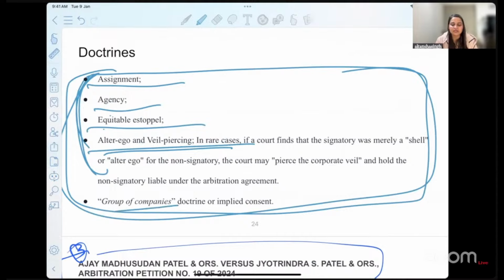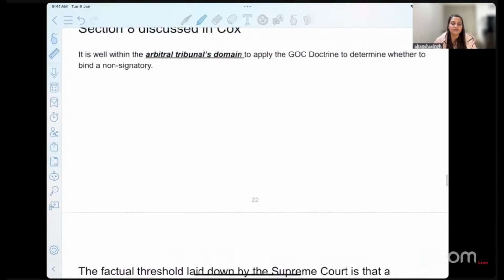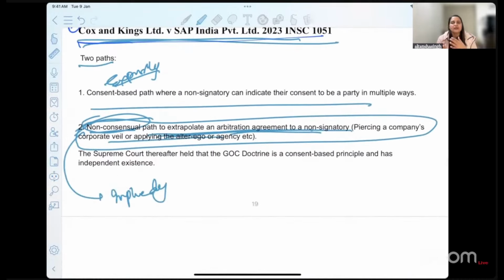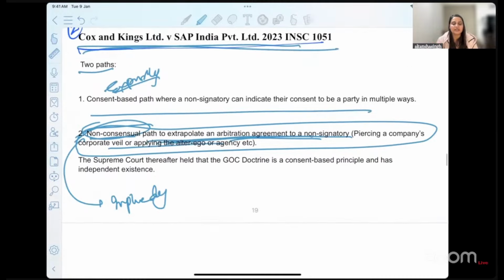Okay, and the last one is the group of companies doctrine, where there is implied consent. Implied consent has to be seen where you do not find the existence of an agency agreement or all these sets of agreements. So this is the first assessment that has been done in this particular landmark case.